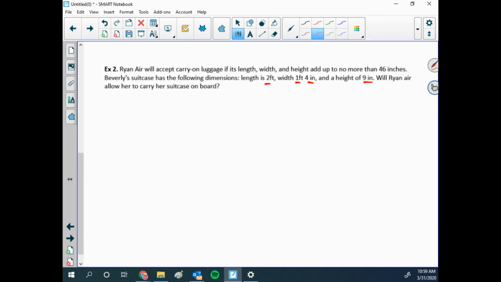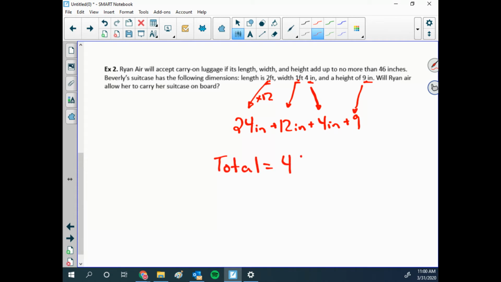So we have to make sure all of those don't add up to more than 46. Now, I can't add them all up right now because some of these are in feet and some of them are in inches. So what I would do is I would just convert them all to inches and then add them up. So we said to go from feet to inches, I times by 12. So this would be 24 inches. This foot needs to be changed to inches, so there's 12 inches in a foot, so I just add 12 inches. And this would just stay as 4 inches, and the height would just stay as the 9 inches. And I need to add all of that up. So 24 plus 12 plus 4 plus 9 gives me the total of the length, width, and height equal to 49 inches.